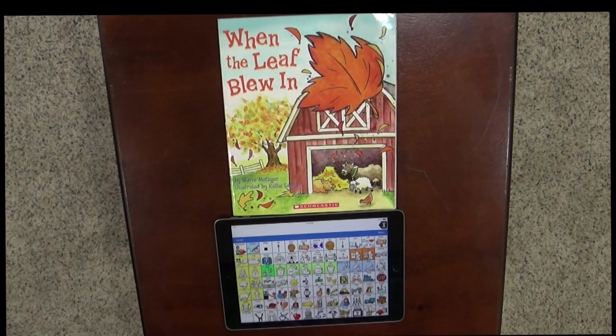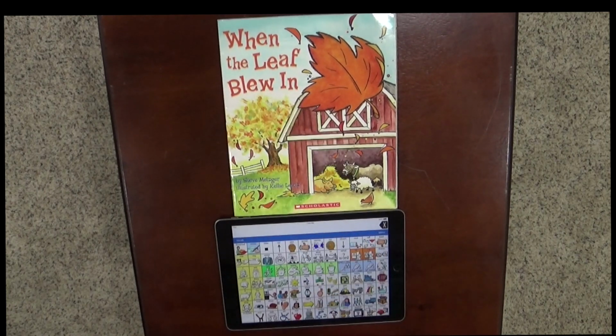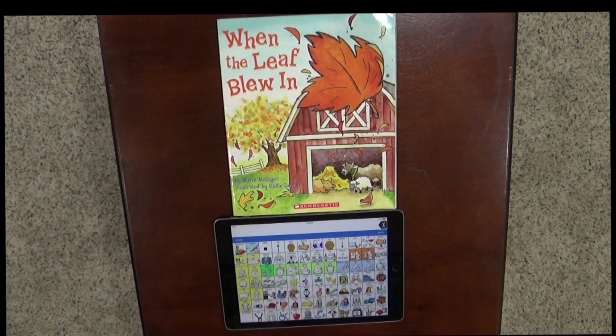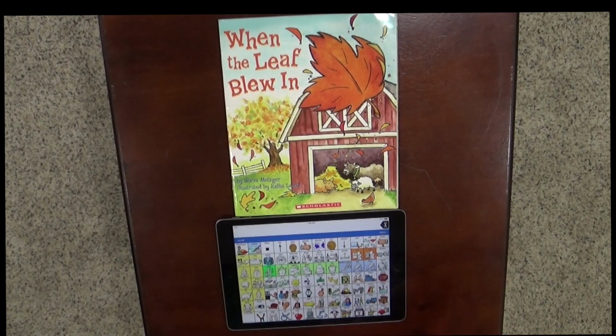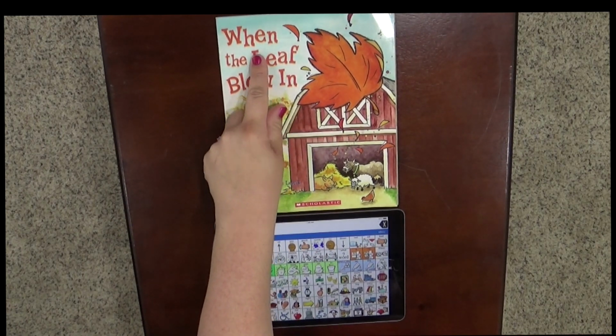In today's video, I'm going to be modeling one of my fall and Halloween book sets that I'm selling in Teachers Pay Teachers. It's When the Leaf Blew In, one of my favorite books for young kids because you can talk about farm animals. I like it for some of my kids who maybe know their farm animals but are working on the wind concept.